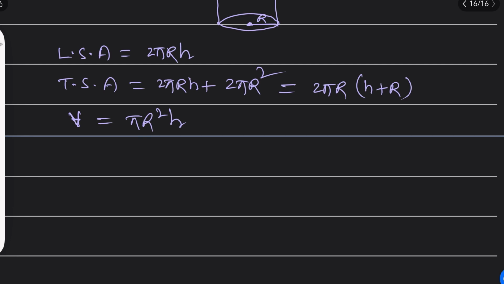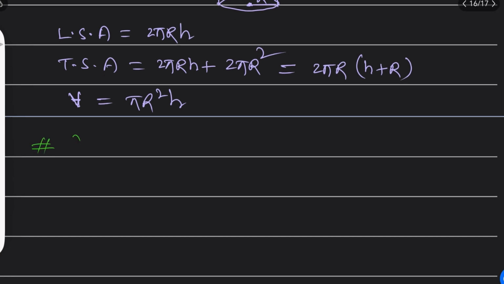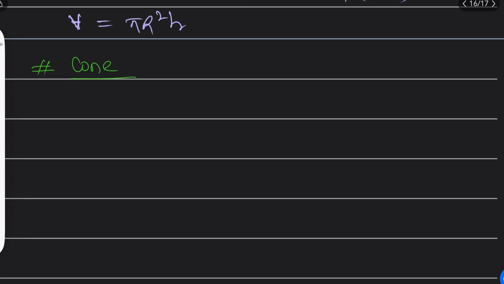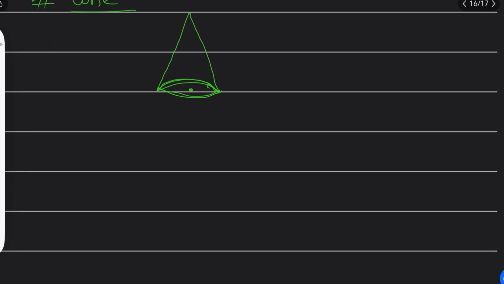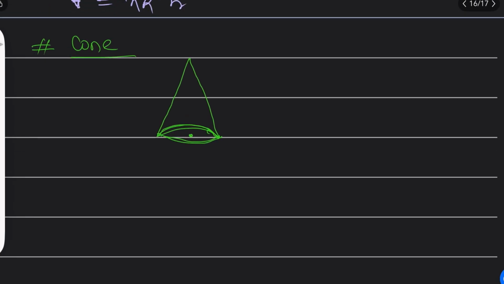Now coming to another geometry, the cone. Understand how a cone appears. This is a cone, a tapered geometry having a vertex. This type of geometry is called a cone. A cone is just like an ice cream.